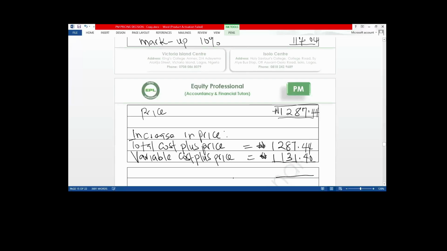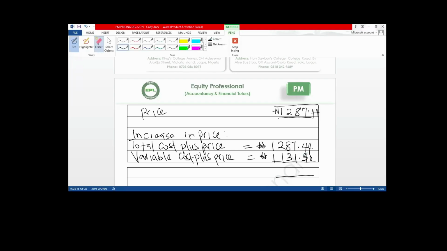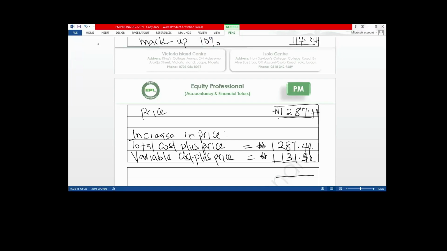It's 0.52, not 0.40. 1,131.52. So what is the difference, please? 155.92.